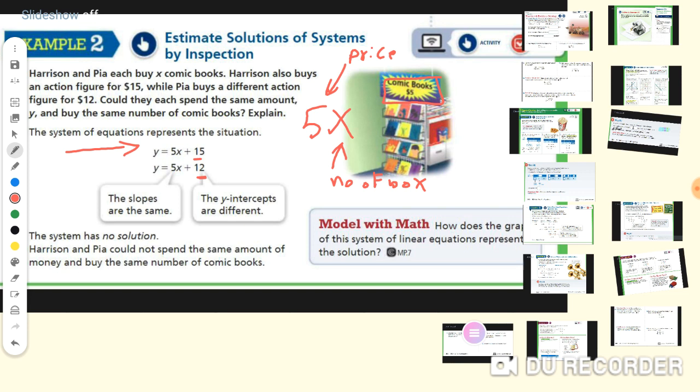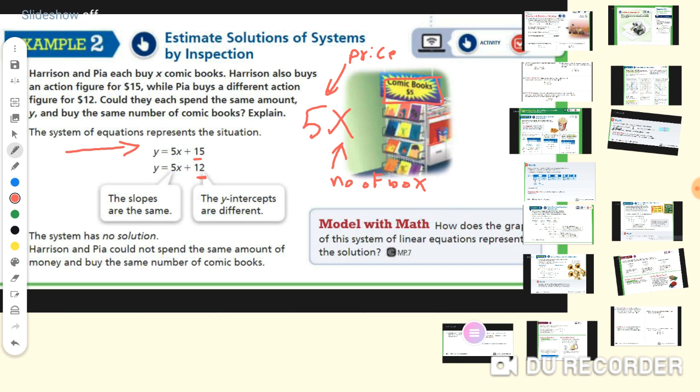So could they each spend the same amount, y, the result, and buy the same number of comic books? Yes, really, they will buy the same number of comic books, but at the end, the result is not the same. So it's not the same. Can you find that they have the same result?